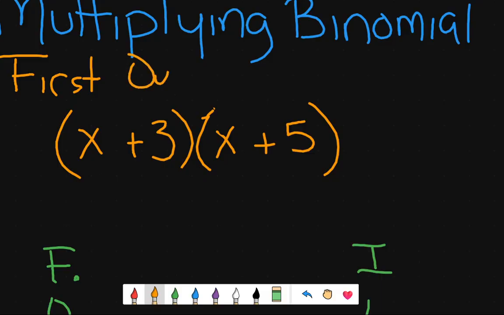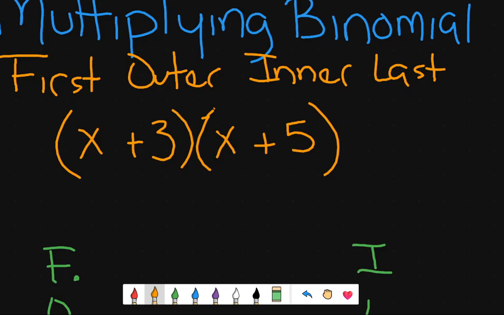outer, inner, last. And the acronym is spelled out FOIL. So what does that mean?